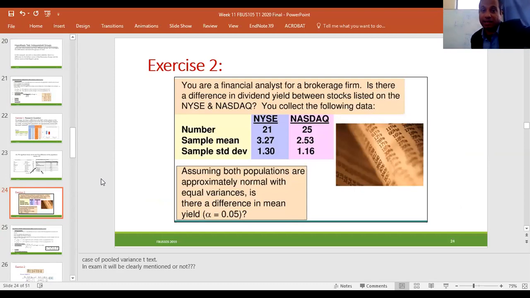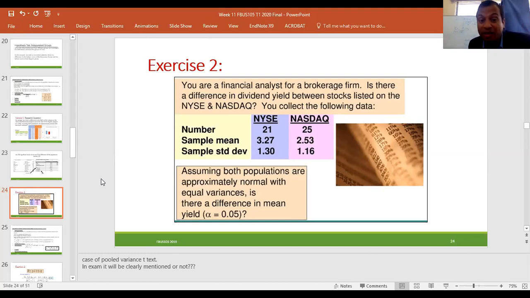And the question is: is there a difference in dividend yield between stocks listed on the two different stock exchanges, New York Stock Exchange and NASDAQ, NYSE and NASDAQ, both from the US stock exchange. The following data is given, I mean to say sample statistics. Sample size for NYSE stock shares is 21, for NASDAQ it is 25. Sample mean X1 bar for the NYSE is 3.27, and the sample standard deviations S1 and S2 are given.